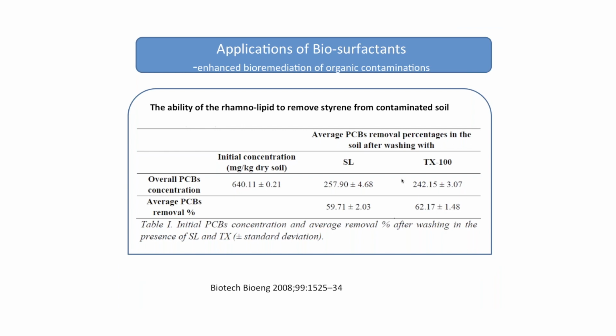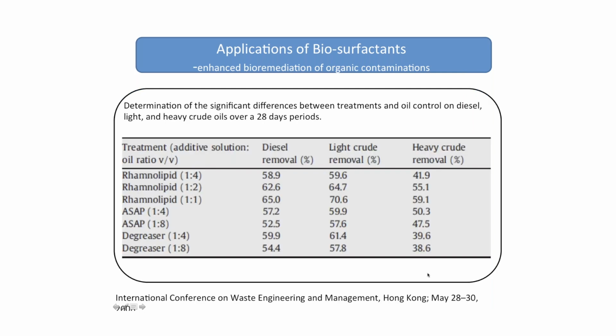Let me skip that and look at this chart here. So, for example, a surfactant like the rhamnolipid can be used to remove styrene from contaminated soil. This was, for example, found in this paper. Styrene, of course, is a monomer used to make polystyrene, a petroleum-based polymer. And this is a demonstration that it can be used for remediation or bioremediation to remove styrene or even other PCB type of contaminants.